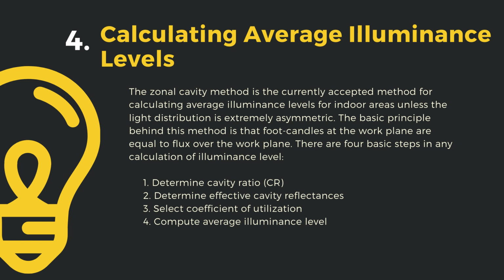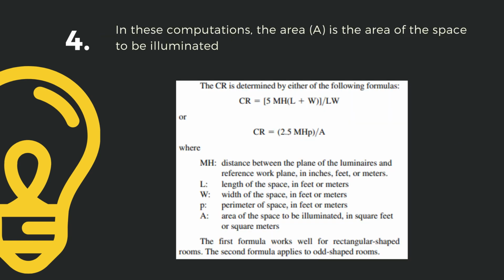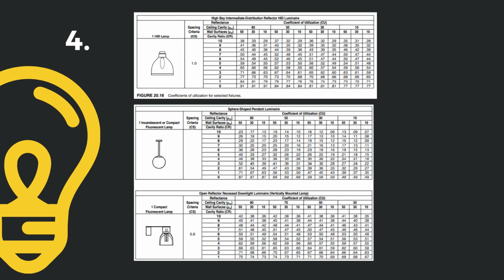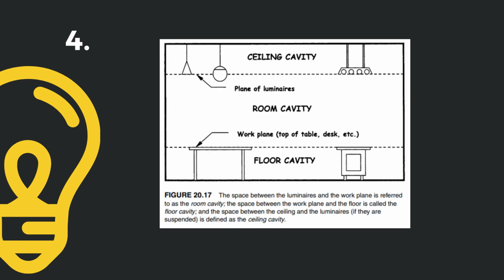First is to determine the cavity ratio, whose formula can be seen here: 5 mH, which is the distance between the luminaire plane and the reference work plane, multiplied by length plus width, all over length times width. Another formula could be 2.5 mH times perimeter over area. Second would be to determine cavity reflectances, which would differ in percentage depending on the overall color of the room. Here you can see the formula for the cavity ratio. Here are the different coefficients of utilization, and here is a visual representation of a room cavity.